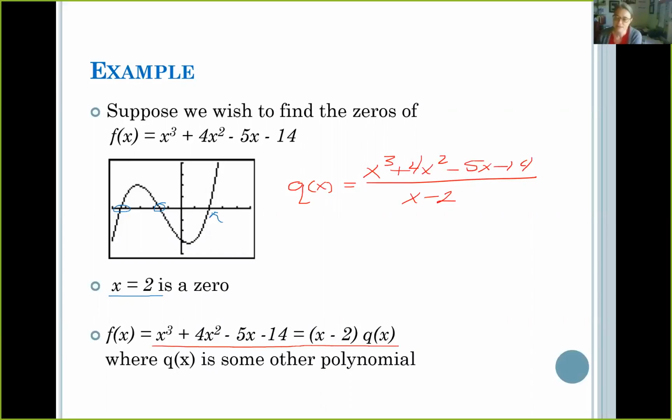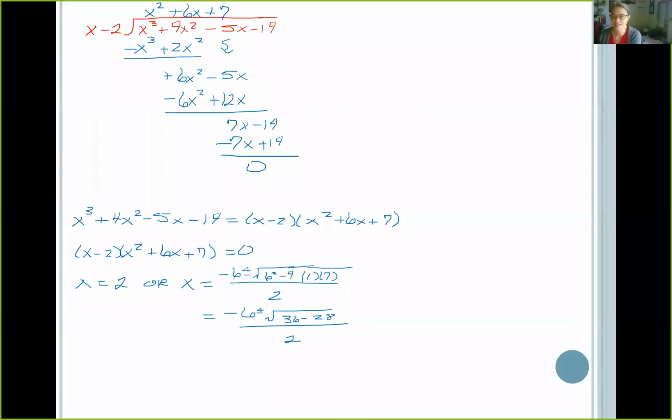We know that if 2 is a zero, that means that x minus 2 is a factor of the polynomial. So that means we can write our x to the third plus 4x squared minus 5x minus 14 as x minus 2 times some other polynomial. How do we find that polynomial? Well, we've got a hint. We find that polynomial through division. So yes, our good friend polynomial division is back. And here's how we do that.